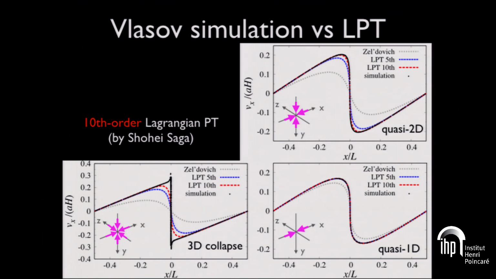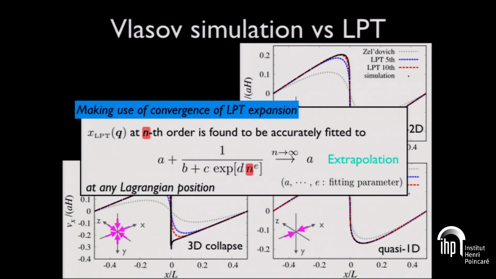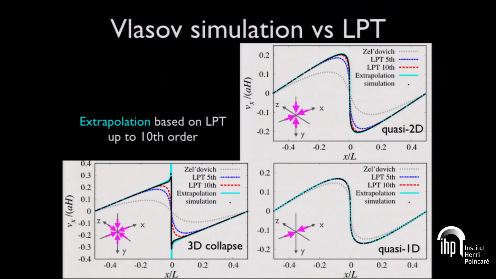And then he found a nice fitting form for the series of convergence. This can be applied to each Lagrangian position, and it is a function of the order of perturbation. Once we have the prediction up to 10th order, we can extrapolate to infinite order to get an extrapolated result. And this is it. The cyan line is the prediction based on extrapolation. Now, remarkably, the extrapolation works very well and matches the simulation almost perfectly.